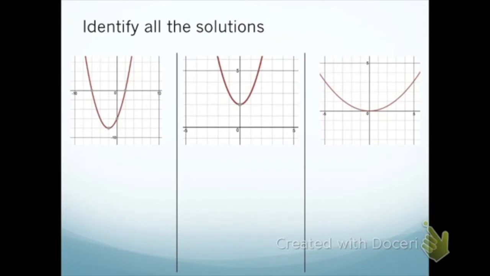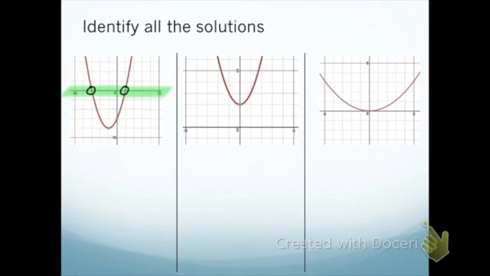So here we have 3 different parabolas, so 3 different graphed quadratics, and we're looking for the solutions here. So first of all, we need to identify the x-axis, which on the first one is right here, and we just need to see where our graph crosses the x-axis. So we cross here and here.